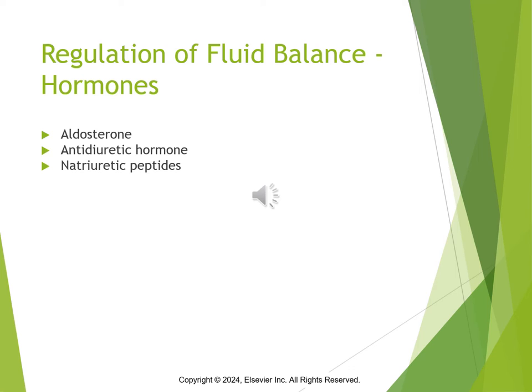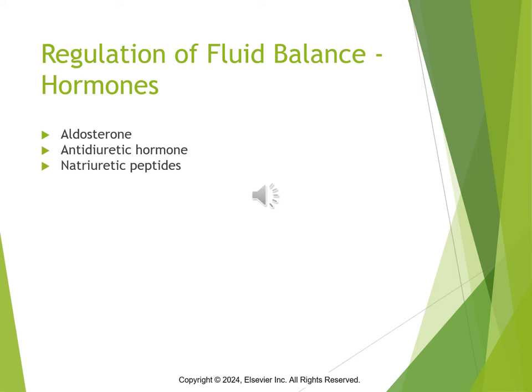So let's recall from A&P that aldosterone, when it's secreted, is going to increase the release of potassium via your urine, and then it's going to allow for reabsorption of sodium. Water follows sodium, and that distal tubule of the kidney is going to help stabilize our blood pressure, okay? So aldosterone is released.